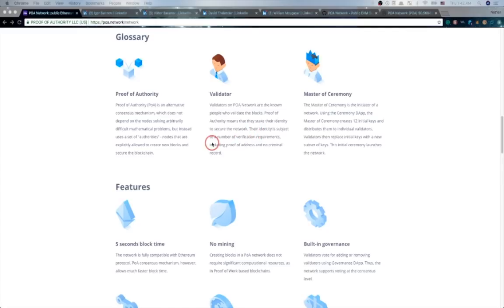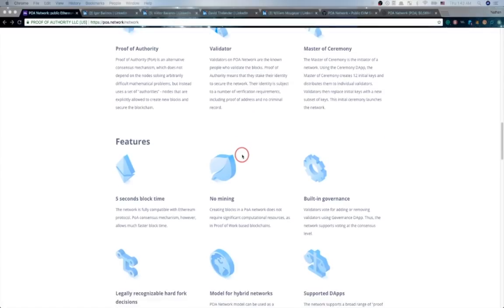So why this is beneficial is because in comparison to a POS system, where people are incentivized to act in the best interest of the chain based on their stake, with this the validators are incentivized to act in the best interest of the chain based on their identity, meaning it is openly transparent. They have a notary license and they're incentivized to act in the best interest of the network because they are who they are. So their identity itself is subject to verification requirements, including proof of address and no criminal record. So they're being very stringent about this, making sure that only legitimate people are running nodes on that network and are openly transparent. And at large, that will mean that the model itself will lead to a more secure network and people acting in the best interest of that network with transparency.